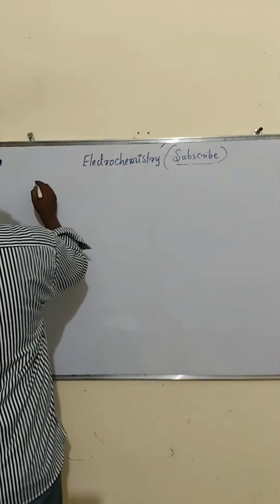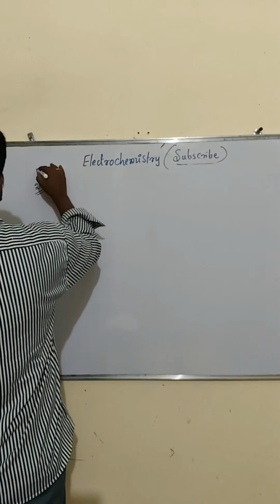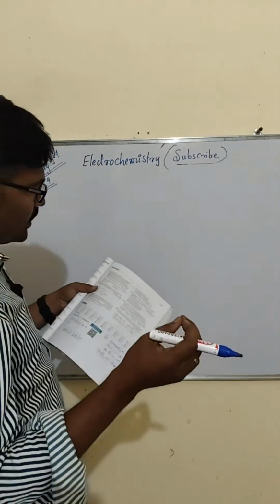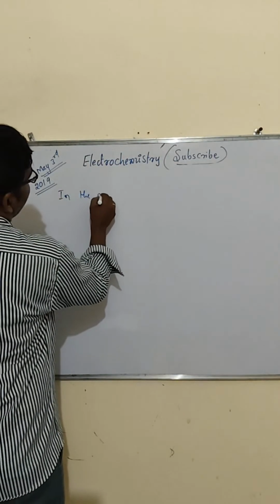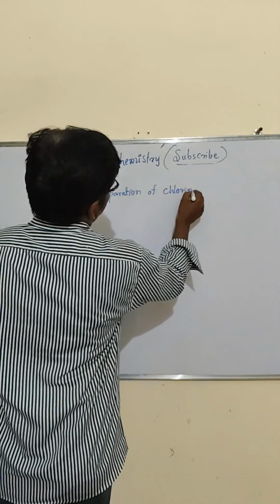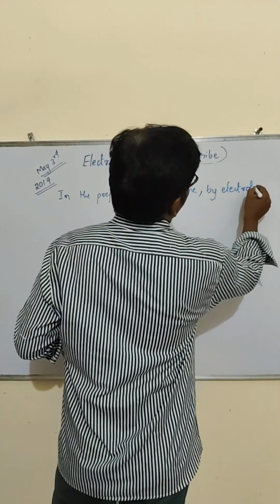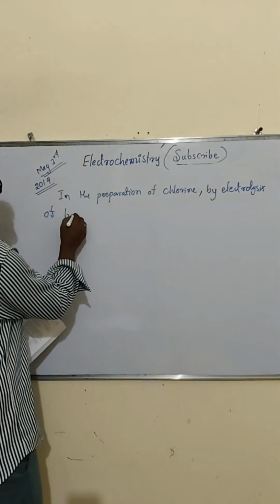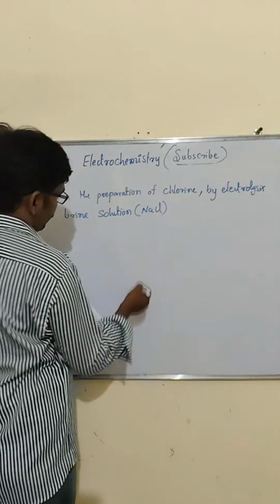This question is given in 2019, May 3rd ki ichina question, May 19 lo. In the preparation of chlorine by electrolysis of brine solution, nothing but what? NaCl solution we call the brine solution.